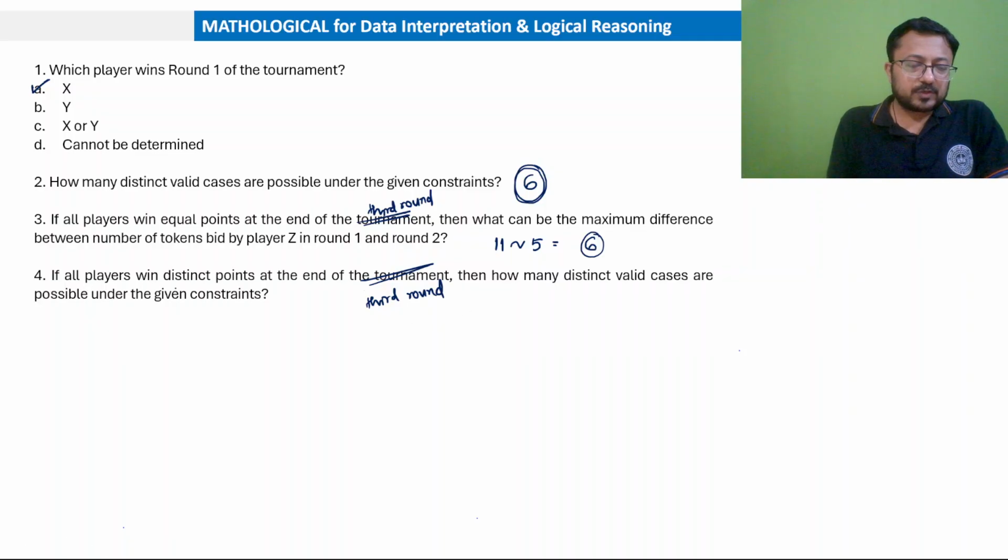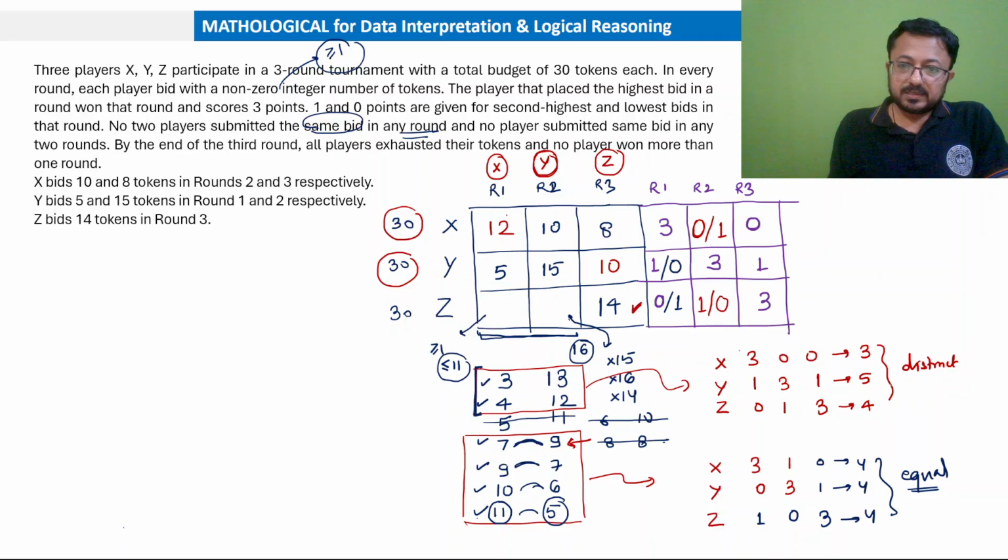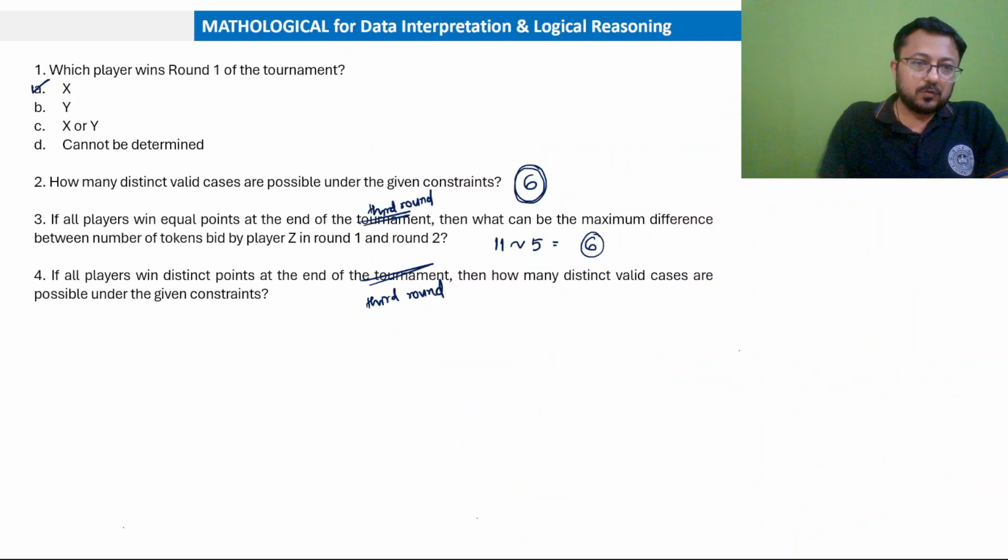Okay, so the next question: if all players win distinct points at the end of the third round, how many distinct valid cases are possible under the given constraints? So in case of distinct points, we have two possible cases, either 3 and 13 in round 1 and round 2 for z, or 4 and 12. So there are two possible cases. So the answer will be 2 for this fourth question.